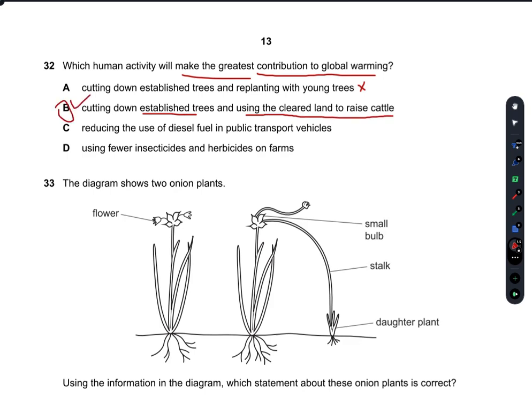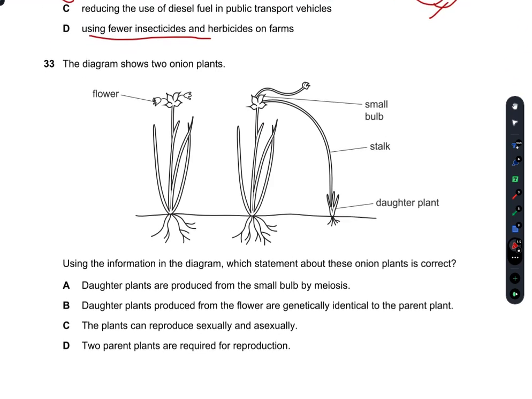Reducing the use of diesel fuel in public transport vehicles. This will make the lowest contribution to global warming. Using fewer insecticides and herbicides on farms. This will also have the lowest or very little effect, if it has any. So B is the right answer.